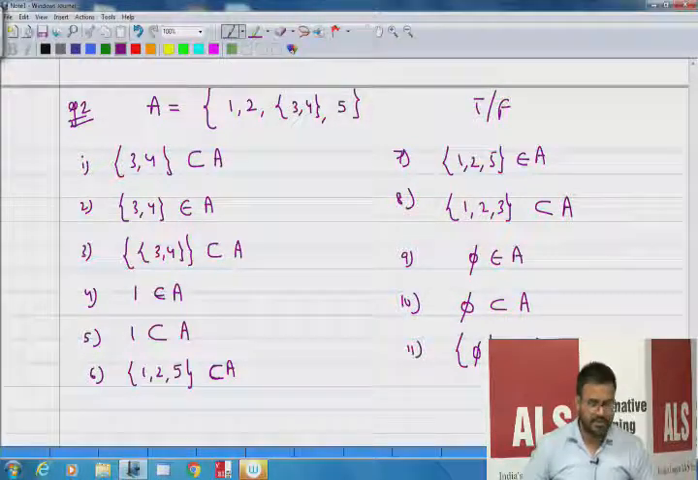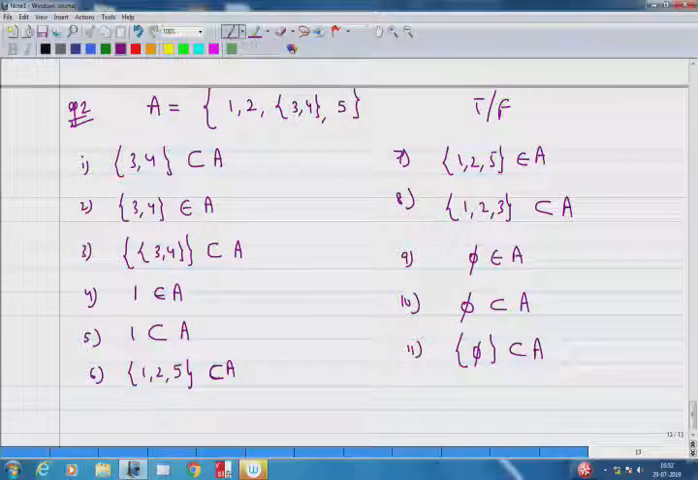So 11 points are there. You just have to write true or false. So think wisely and try to do. When you are done, just let me know.